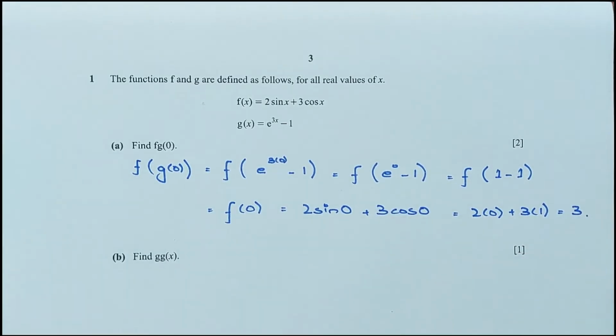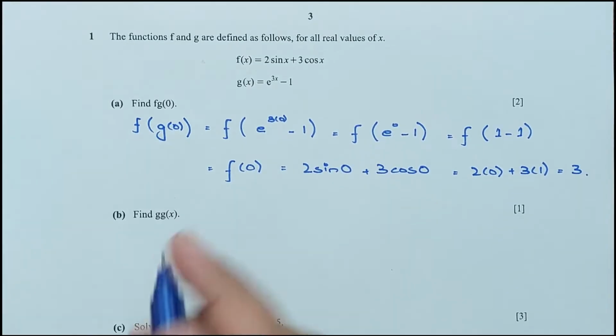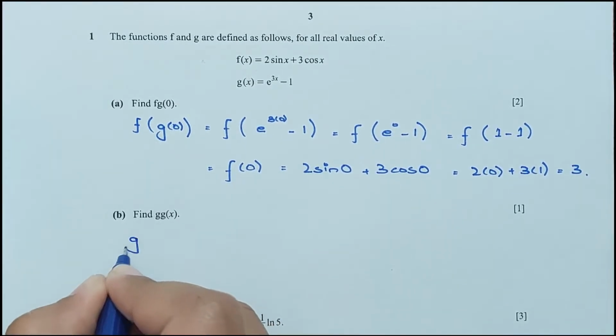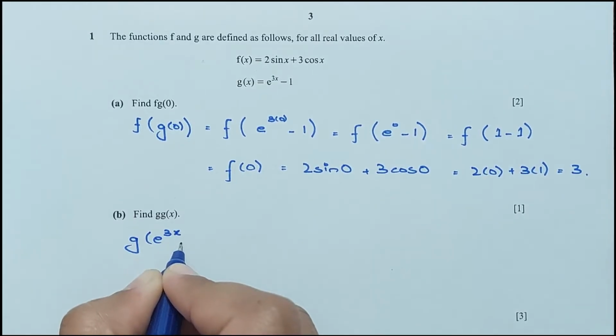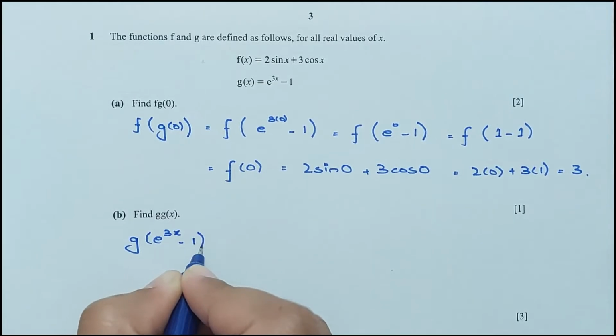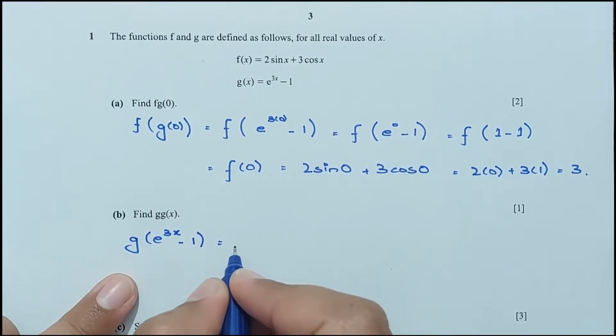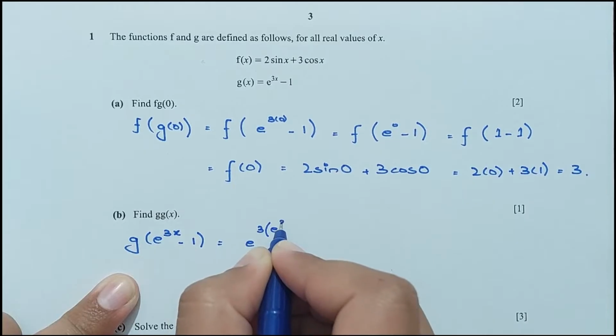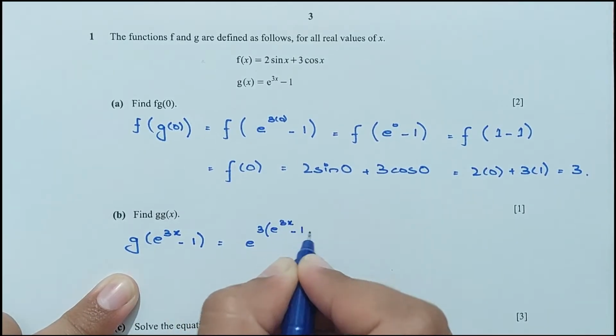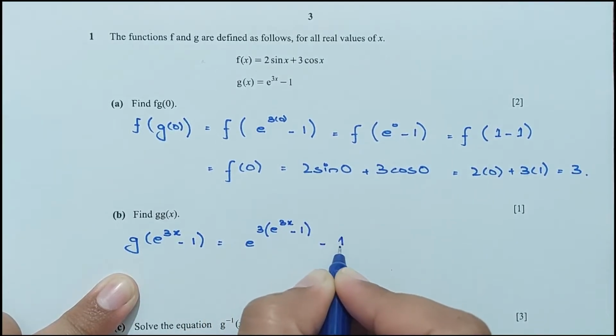Now for part B, find g of g of x. So we have g of x is e power 3x minus 1, and g of this would be e power 3 into (e power 3x minus 1) minus 1.